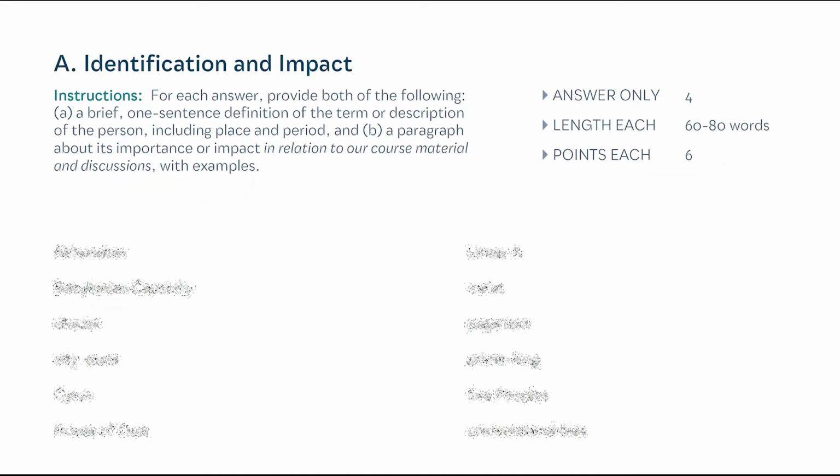First section is identification and impact. So what I'm doing here is I'm giving you 12 different terms. I'm asking you to write about 4 of them. And what I want you to do is give a brief definition. Definition is the least important part. A 1-sentence definition of what this is. The main thing I want you to be talking about is what is important about this. Why are we talking about it? What does this person or idea or event give us in terms of insight into the ancient world?